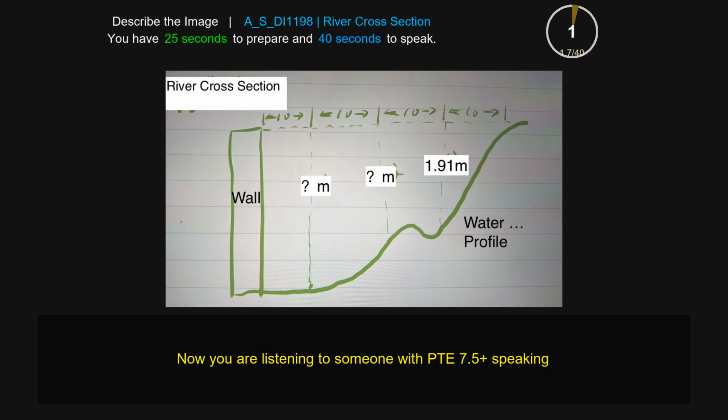This image provides significant information about river's cross section. Here the one wall is there and the remaining part is consisted by the water profile. There are two missing amounts in the meter. Additionally the 1.91 meters is taken to that particular height, and that 10, 10, 10, like the four times of that particular meters are taken by the profile of the water. To conclude, this image provides significant information about river cross section.